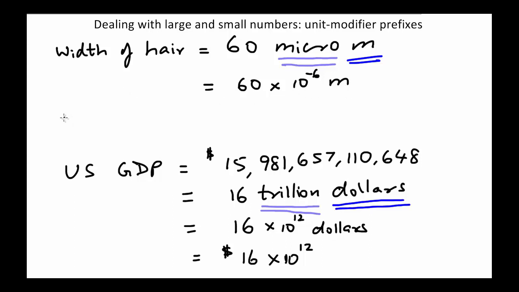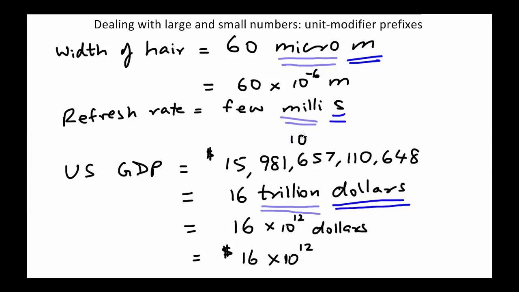And the typical refresh rate of a computer screen is of the order of a few milliseconds. So here, seconds is our unit of time, and milli, which is 10 to the power of -3, is our unit modifier. So hopefully these examples show you how unit modifier prefixes such as million, trillion, milli, or micro can be used to deal with very large and very small numbers.